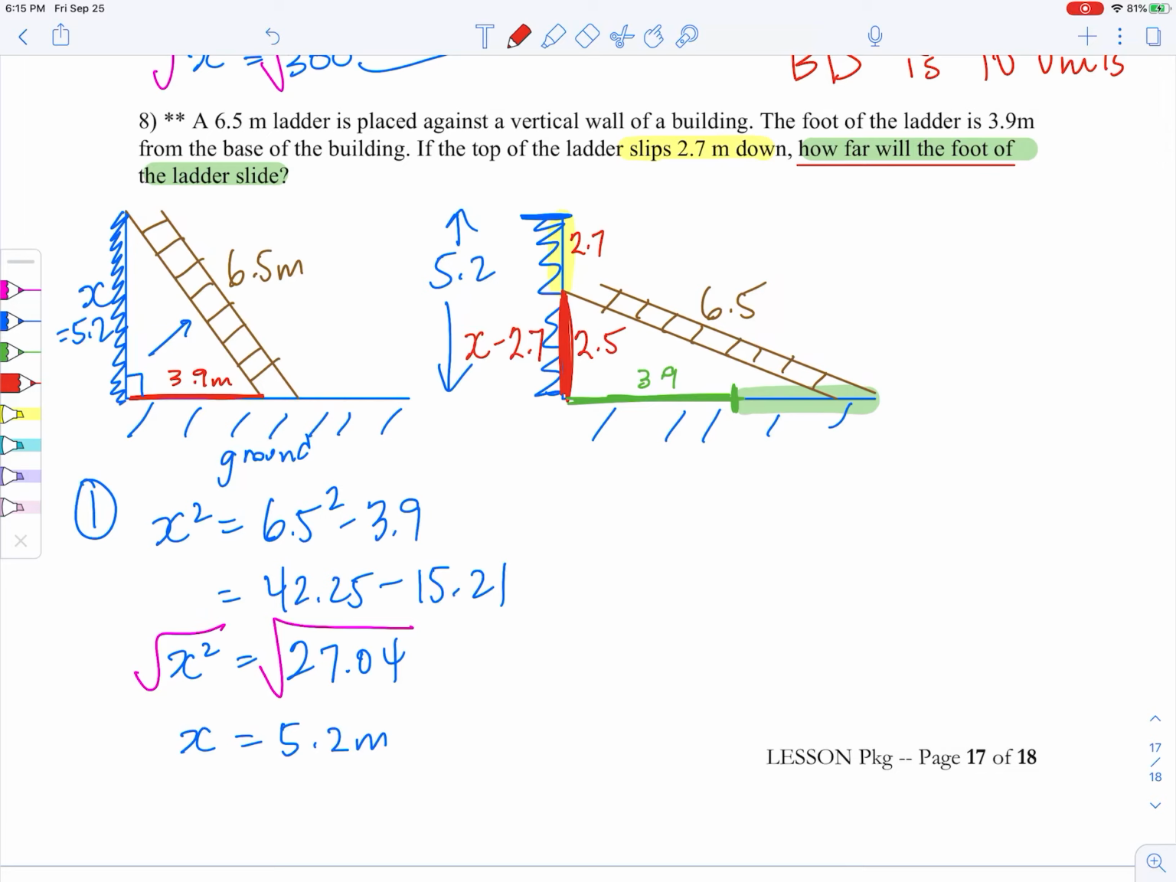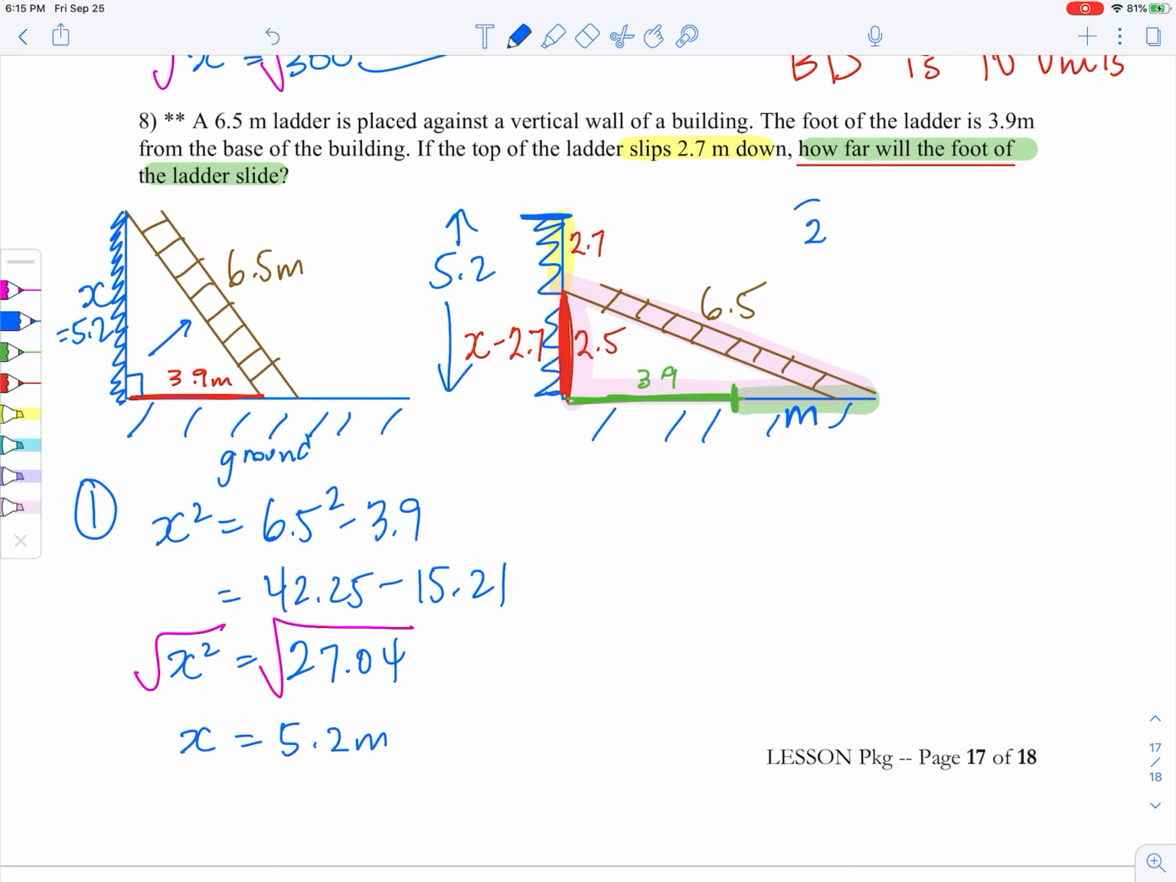Okay, so we want to find how much that highlighted green part was. Let's call it M, just to give it a letter, because we used X already. So if I now look at, I'm going to highlight in pink, the pink triangle, the height is 2.5, the hypotenuse is 6.5, and the bottom pink thing is going to be 3.9 plus M.